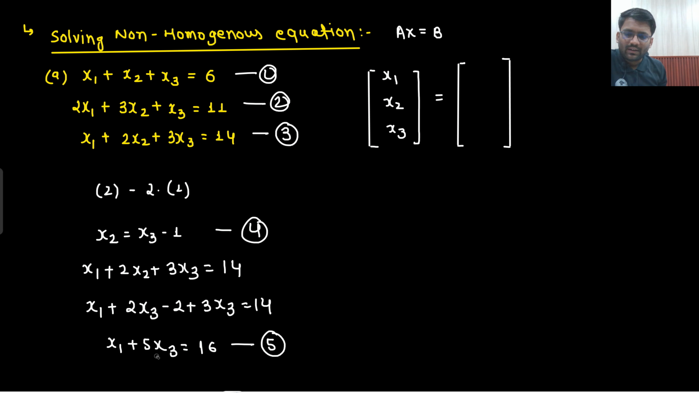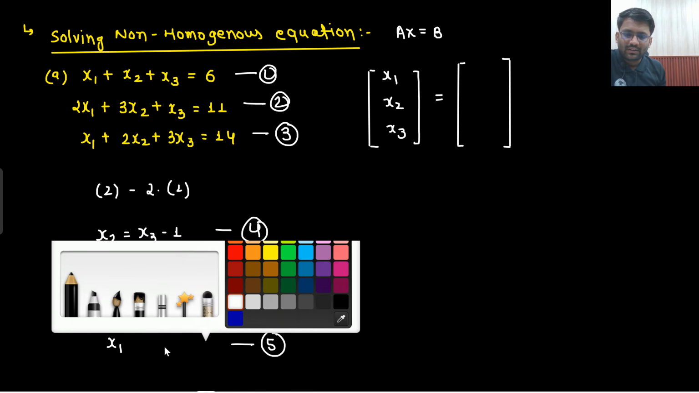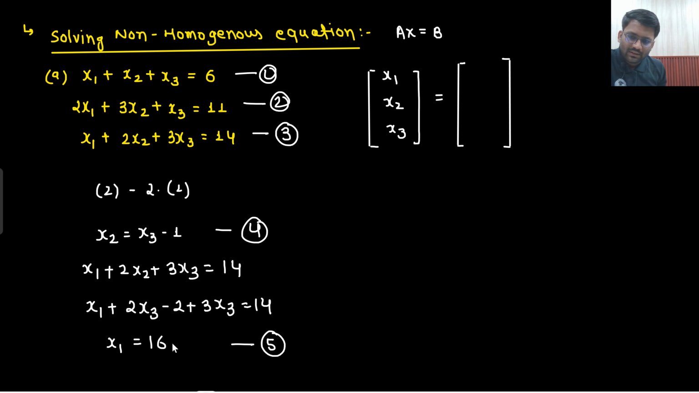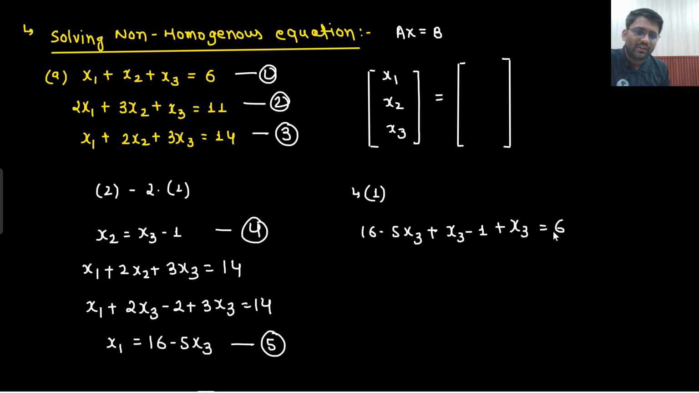So here we have got that x1 is nothing but 16 minus 5x3. Right? So equations 4 and 5 we have got. Now I write down the value of x1 and x2 in equation 1. So in place of x1 what I will put? 16 minus 5x3. In place of x2 what I will put? x3 minus 1. And in place of x3 I will put x3 only. That is equated to 6.